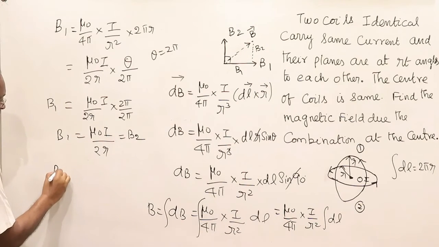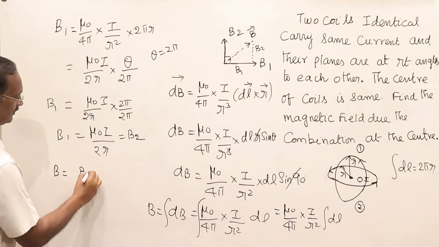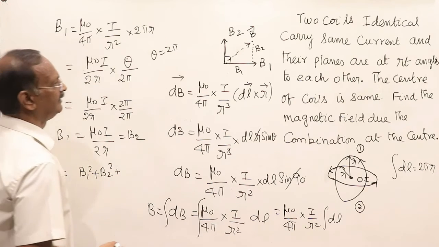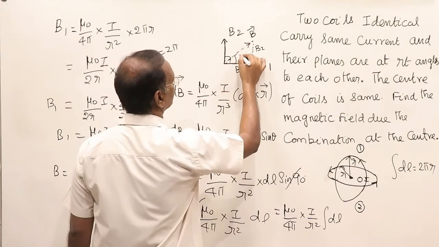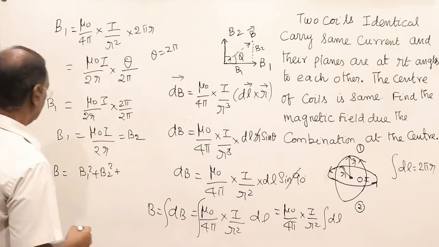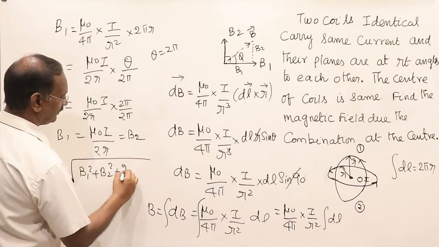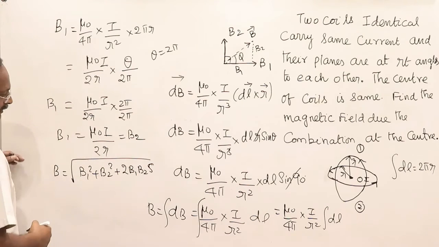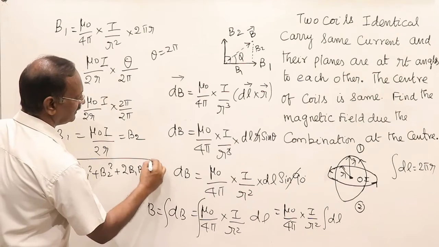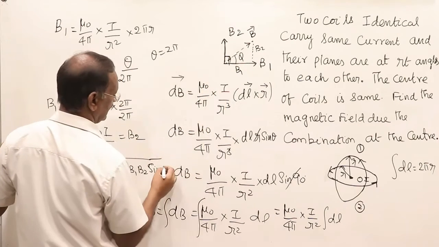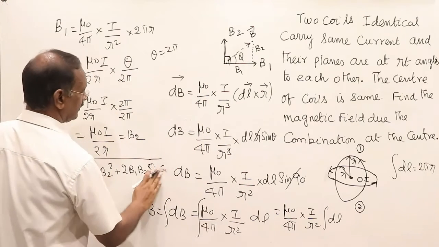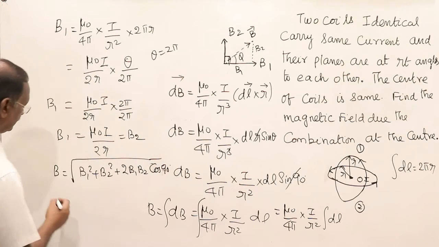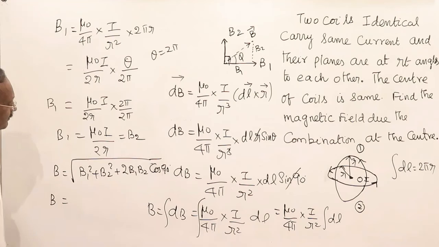So the net magnetic field is equal to the square root of B1 square plus B2 square plus 2 into B1 into B2 into cos of theta, where theta is the angle between them. If we take the tan of the angle, this is phi, we need not worry. Here the angle between them is 90 degrees, and cos of 90 is equal to 0. So B is equal to the square root of B1 square plus B2 square.